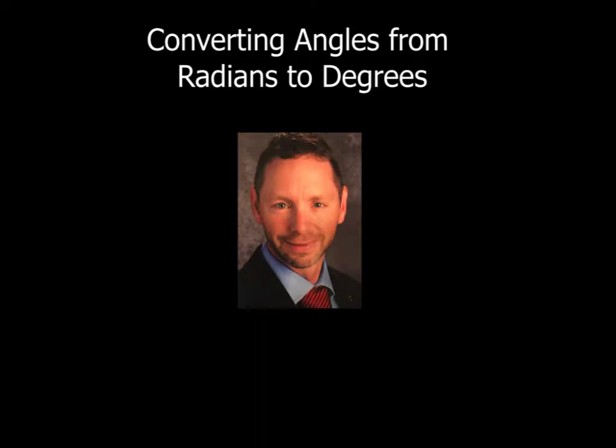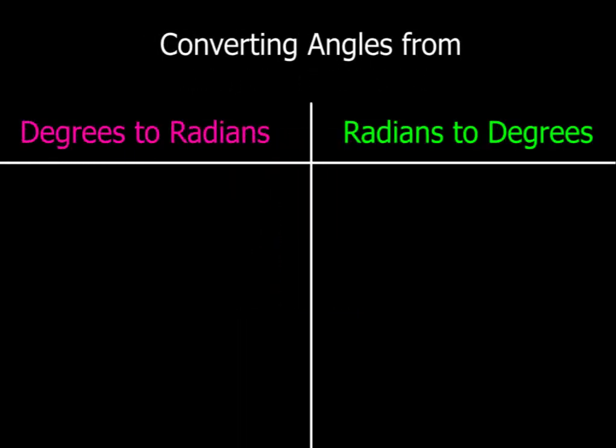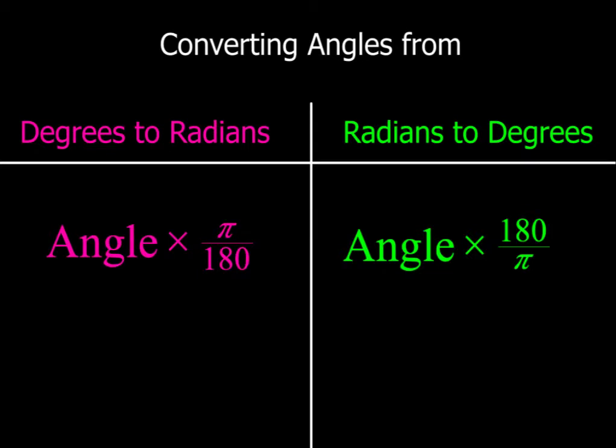In this video, I'm going to show you how to convert angles from radians into degrees. Now, to convert from degrees to radians, you take your angle and multiply that by pi over 180. If you're going the other way, from radians to degrees, you do the reciprocal of pi over 180, and that would be 180 over pi.